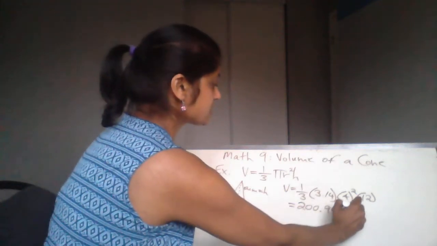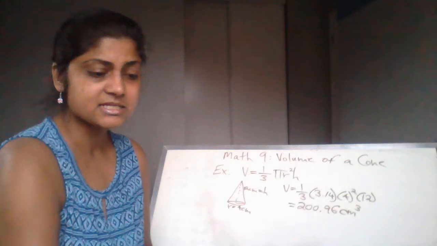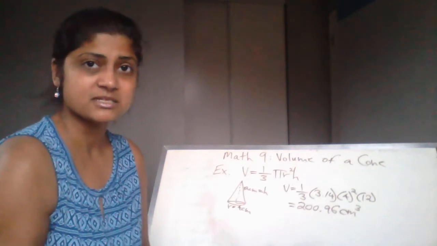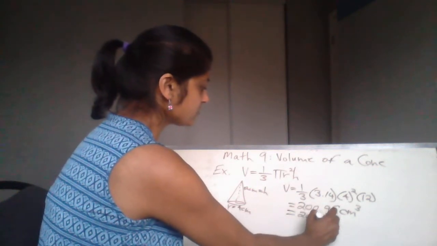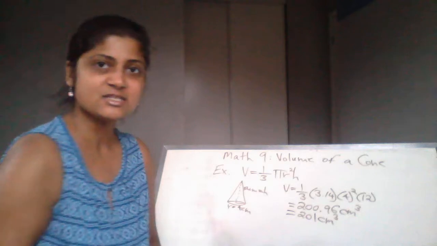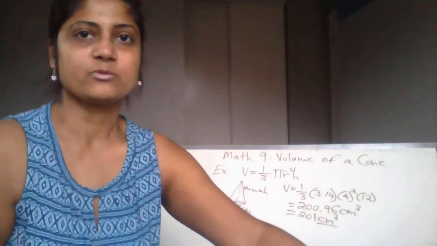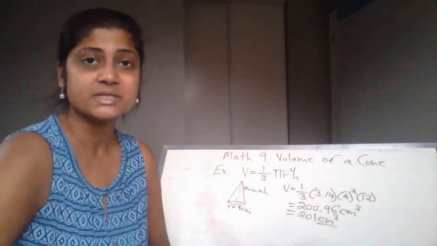Remember, this is centimeters cubed. It says determine the volume of the frozen yogurt treat shown to the nearest cubic centimeter. We are rounding this to the nearest whole number, so 201 centimeters cubed. I'm just going to underline that so we remember what we are rounding to, as well as the units. The units should be cubed.